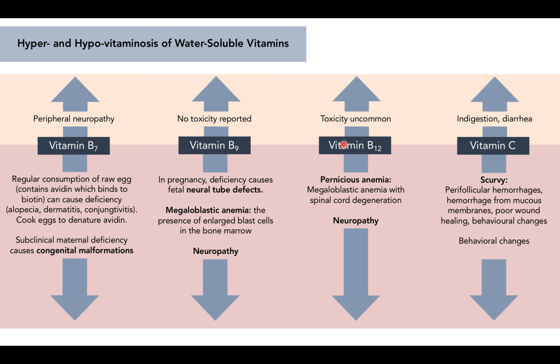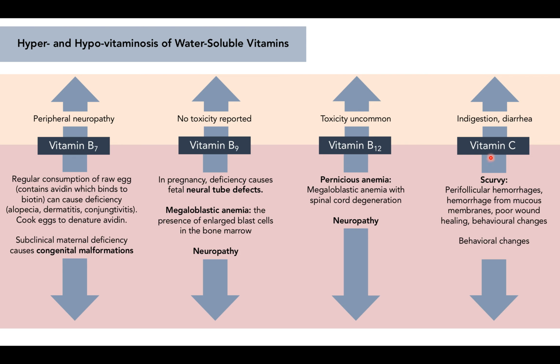Now, vitamin B12, or cobalamin, toxicity is also uncommon, but a lack of vitamin B12 can cause something called pernicious anemia, which is megaloblastic anemia with spinal cord degeneration and also neuropathy. These two are very similar because they're both involved in single carbon transfer reactions. Therefore, the deficiency is also very similar.